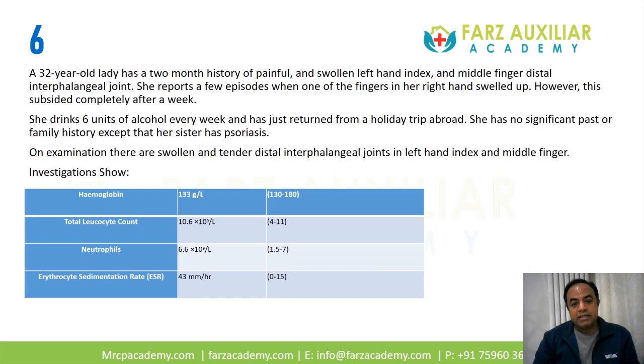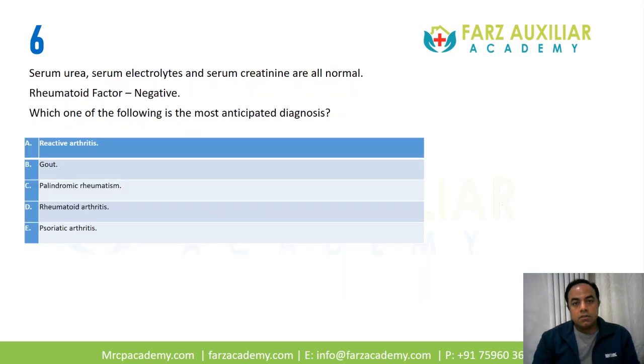On examination, there are swollen and tender DIP joints in the left index and middle finger. Investigations show normal hemoglobin, leukocyte count, neutrophils, but her ESR is raised at 43. So the renal functions and electrolytes are all normal. Rheumatoid factor is negative. Which one of the following is the most anticipated diagnosis? A. Reactive arthritis. B. Gout. C. Palindromic rheumatism. D. Rheumatoid arthritis. E. Psoriatic arthritis. Right, so the answer is E.